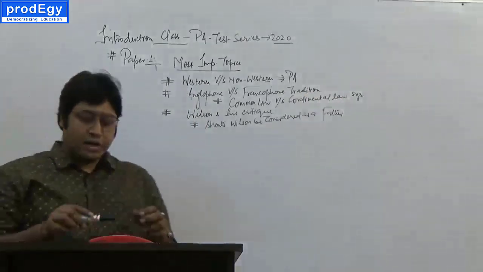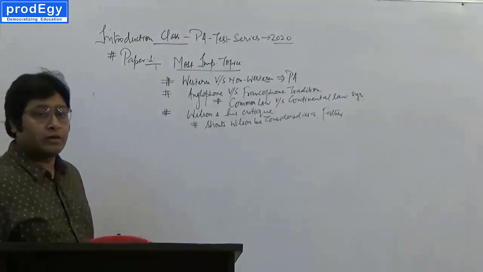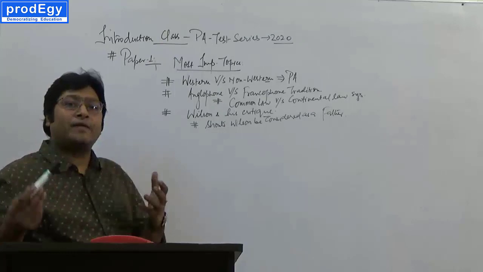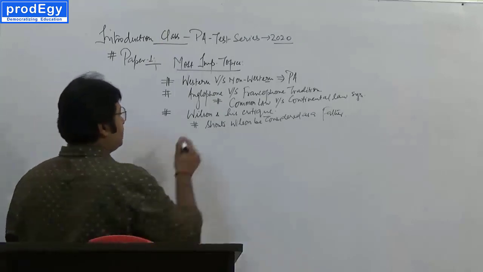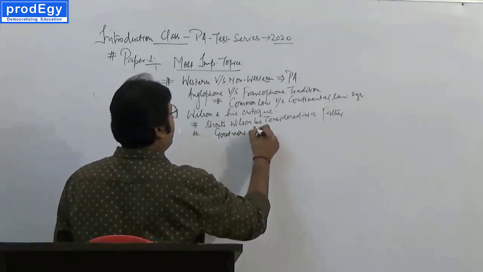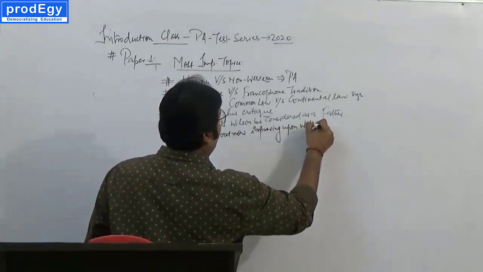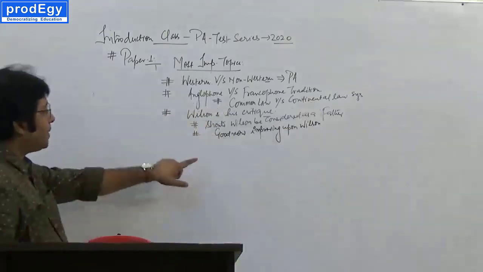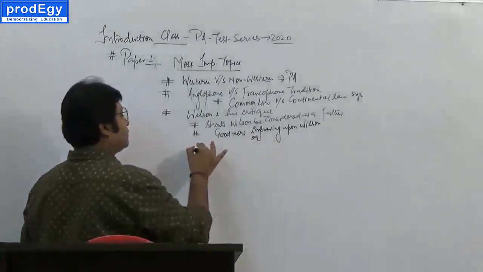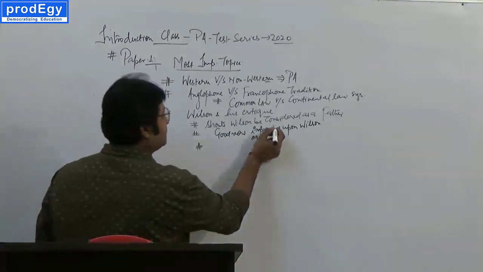Should Wilson be considered the father of public administration? This is one big debate, or if not, then who should be considered the father of public administration? Or should Goodnow enjoy a better academic privilege and status than Wilson? So Goodnow improving upon Wilson is a part of this major topic only.